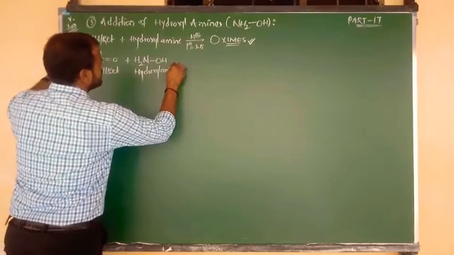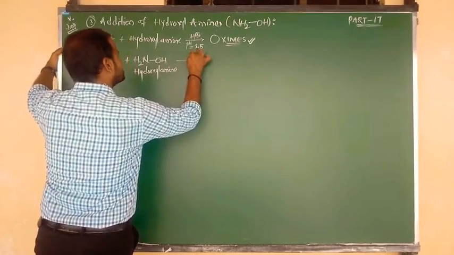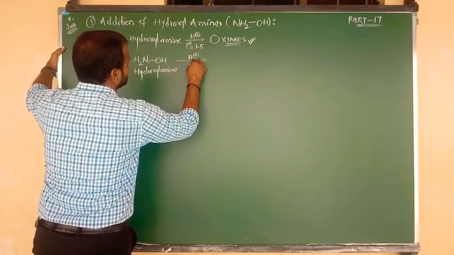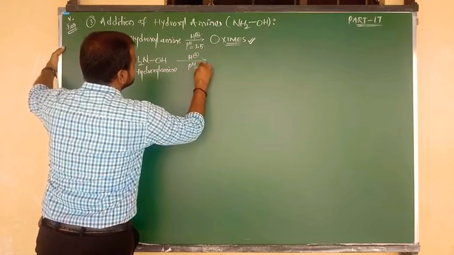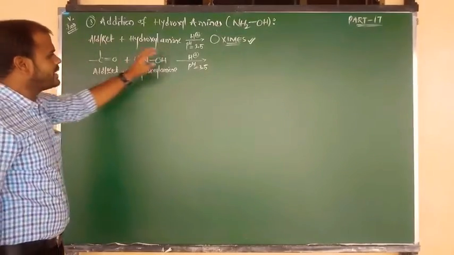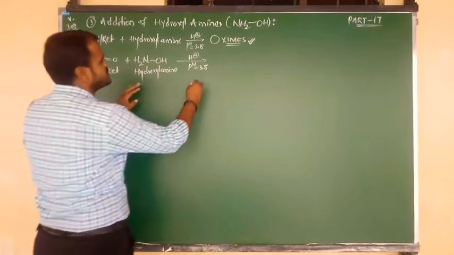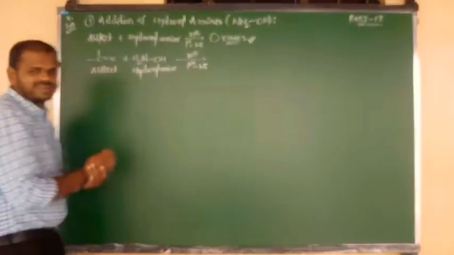Aldehydes and ketones on addition with hydroxylamine. The addition of hydroxylamine takes place in an acidic medium, and the required pH value is exactly 3.5. At that pH value, in an acidic, catalytic medium, hydroxylamine is added to aldehydes and ketones. Okay, we get the product, which is oximes.